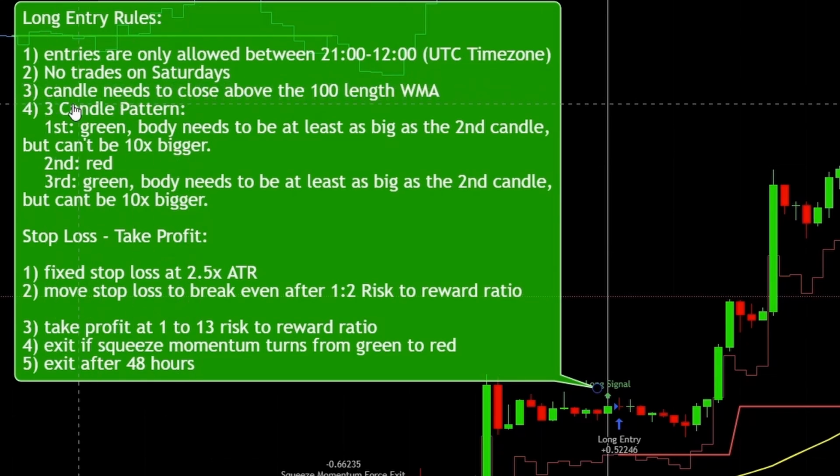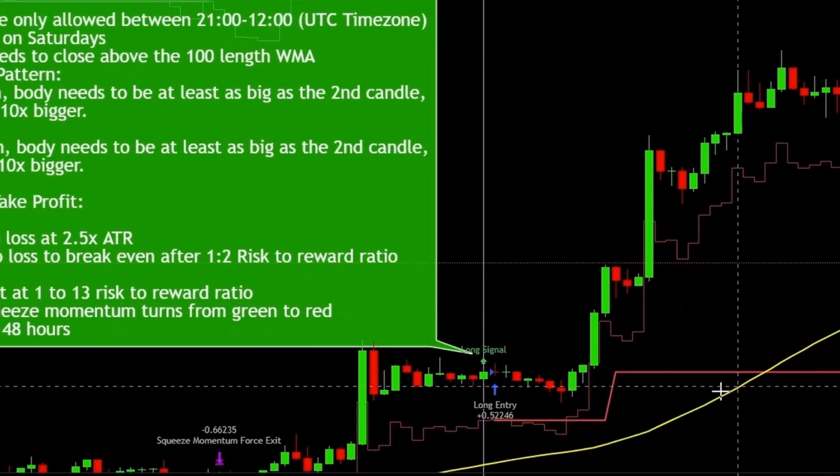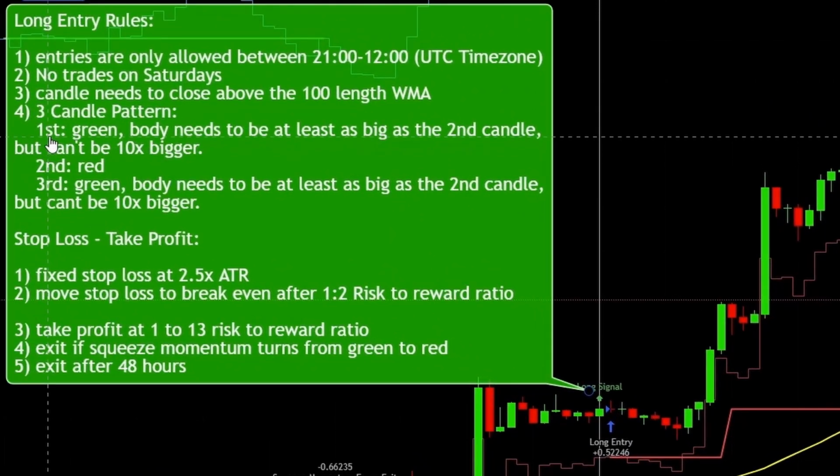The third rule is that the entry signal candle needs to close above the 100 length WMA or volume weighted average, which is this yellow line. And now let's see the 3 candle pattern.